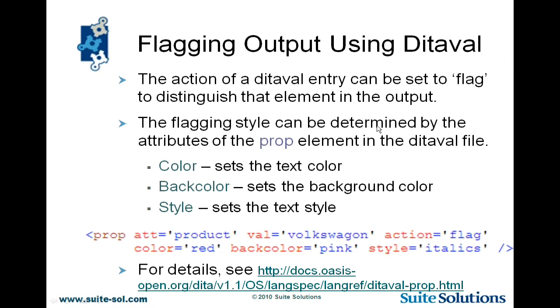Okay. Then besides just telling you about the DITAVAL utility, I also just wanted to mention that besides using conditional attributes to include and exclude a value, you can also set the action of a DITAVAL entry to flag. What that does is it will distinguish that element in the output. The flagging style can be determined by the attributes of the prop element in the DITAVAL file. For example, color sets the text color, back color sets the background color, and style sets the text style. And here's an example of code that I have in mind.